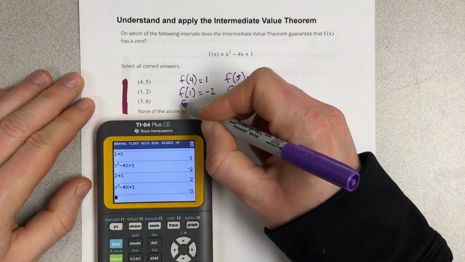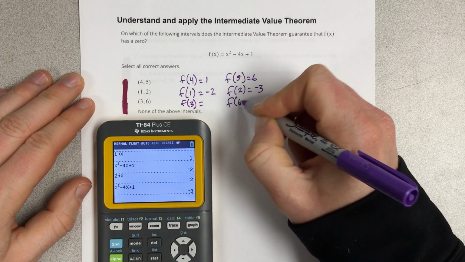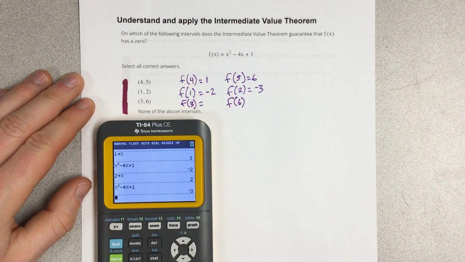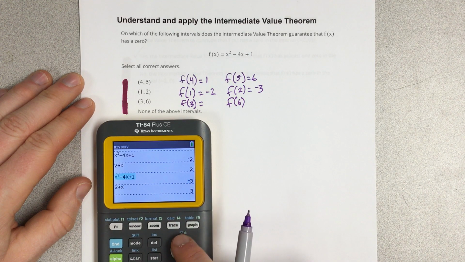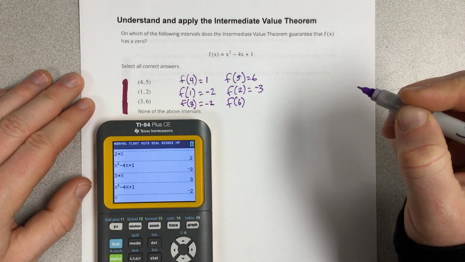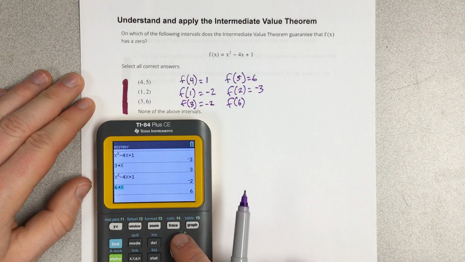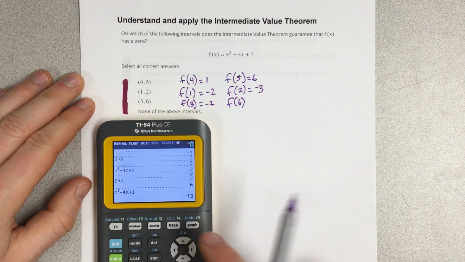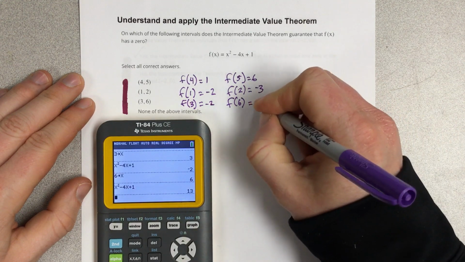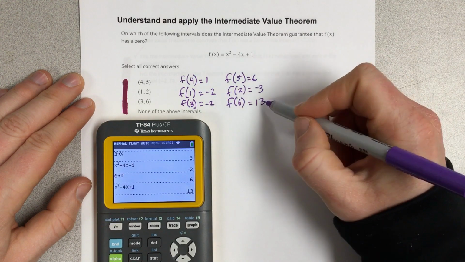But now we're going to do f of 3 and f of 6. So if I plug in 3, I get negative 2. If I plug in 6, I get 13. So you notice that we went from a negative value for y to a positive value for y.